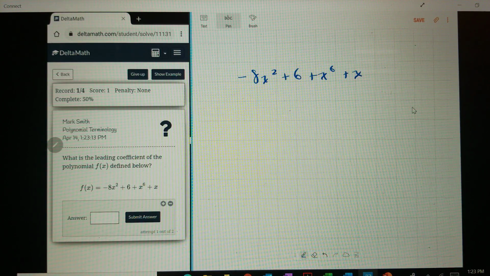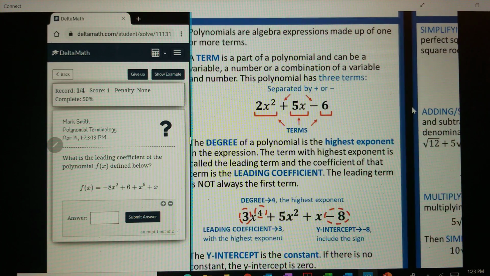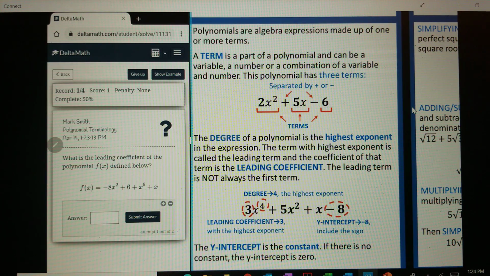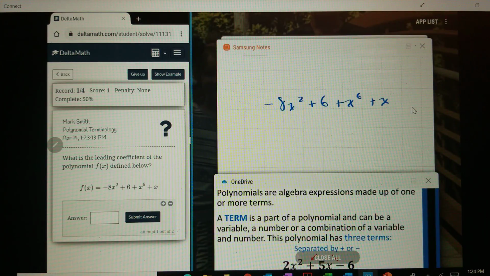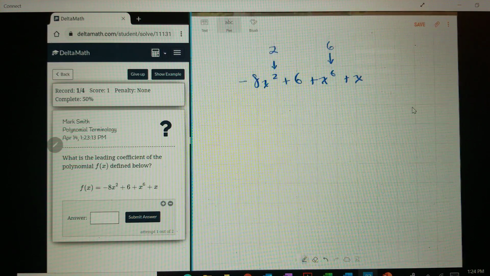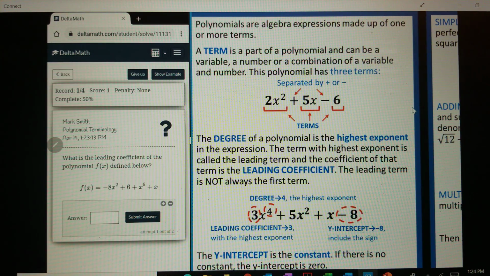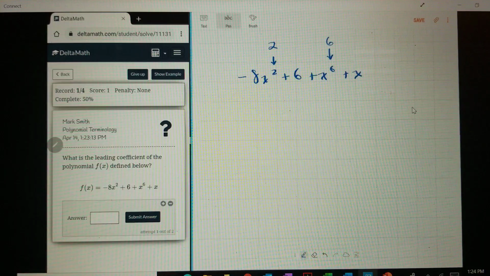I want to point out something else it says here. It says that the leading term is not always the first term. So it can be a little confusing, okay? And we see that right here. Here we have an exponent of 2, and here we have an exponent of 6. We said that the degree and the leading term were with the highest exponent. So that's going to be 6.